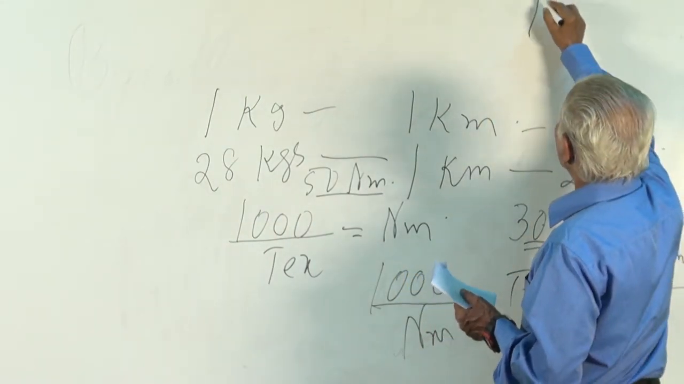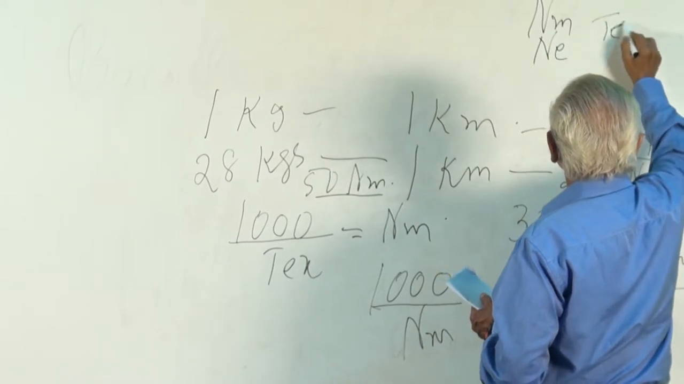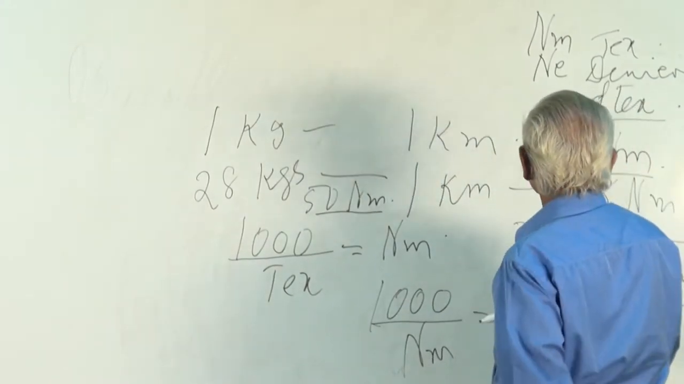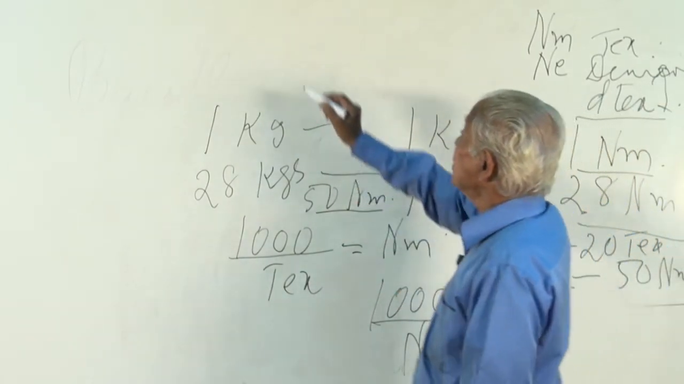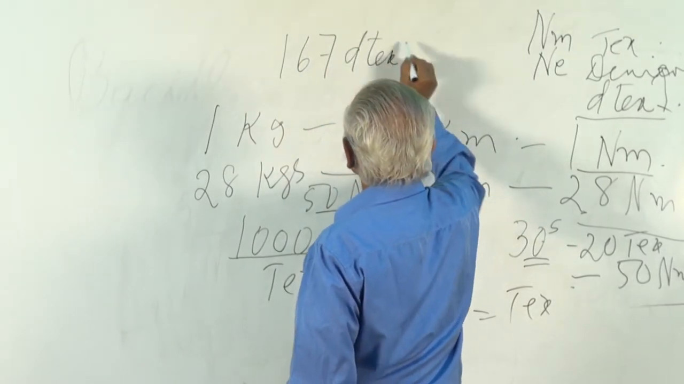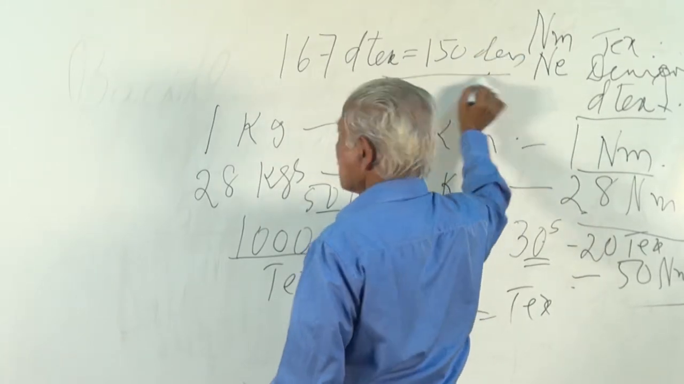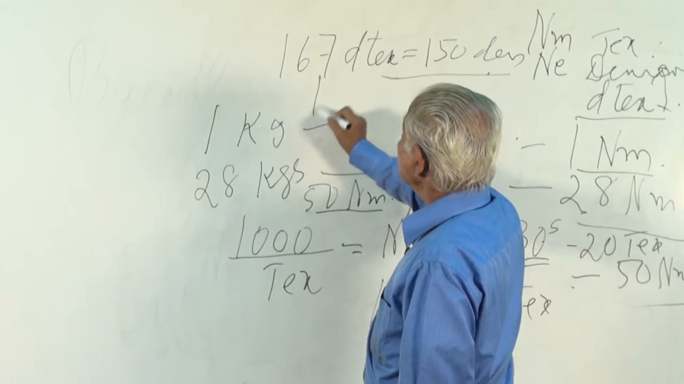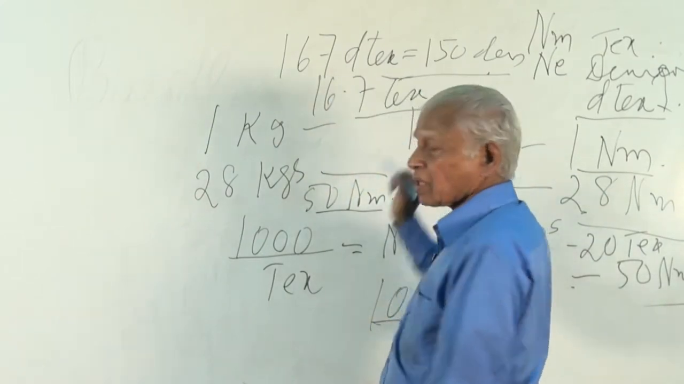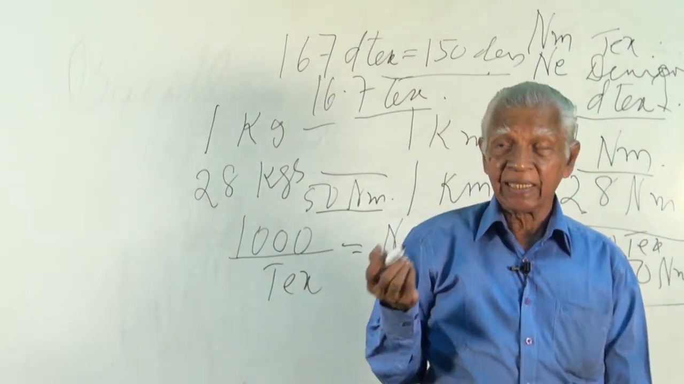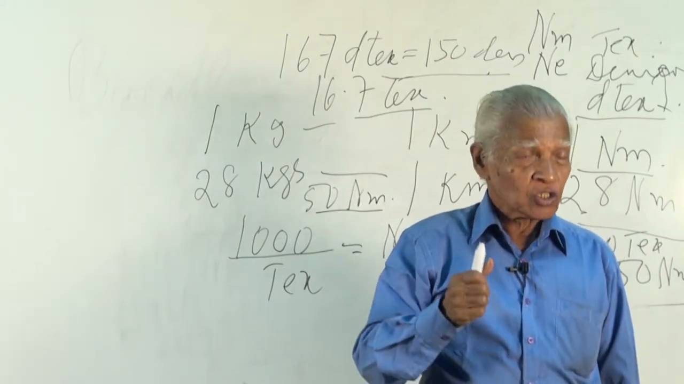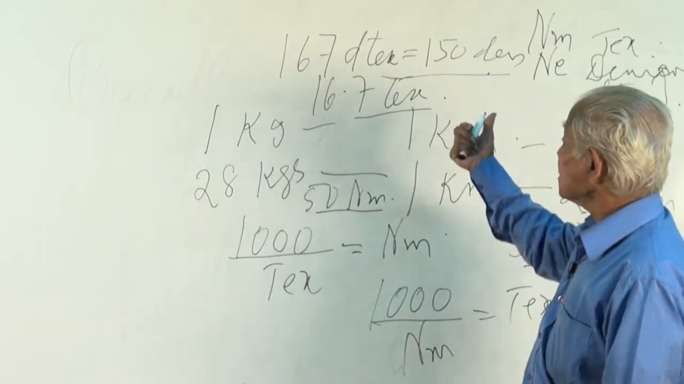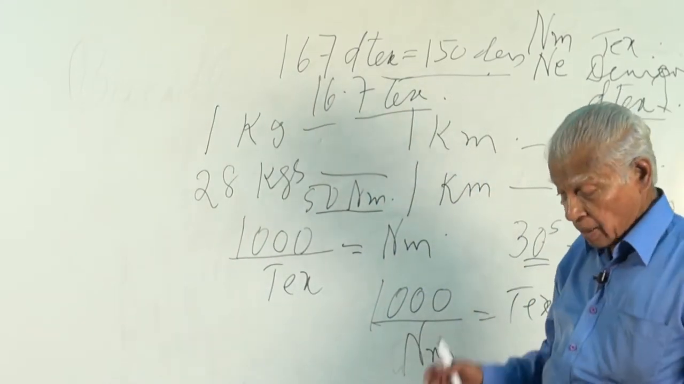So, we have talked about metric count, English cotton count, tex, then denier and decitex. Now, decitex and denier can be easily converted. For example, 167 decitex is equal to 150 denier. Decitex is nothing but tex multiplied by 10. So, 167 decitex is nothing but 16.7 tex. It is important to note these units, namely tex, English cotton count, metric count and all, because a yarn is sold by putting a label on the cone or on the hank indicating these particulars, namely the English cotton count or metric count or the denier.